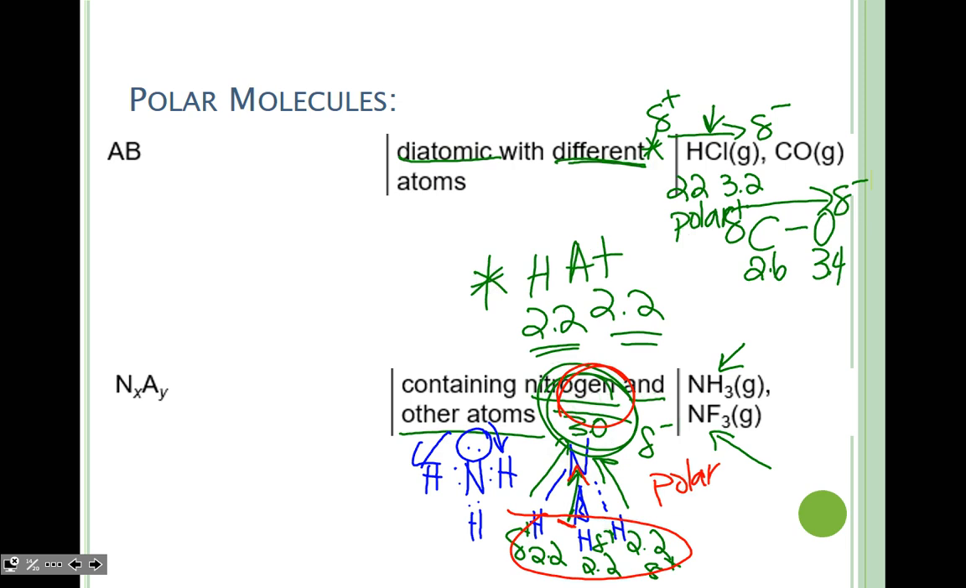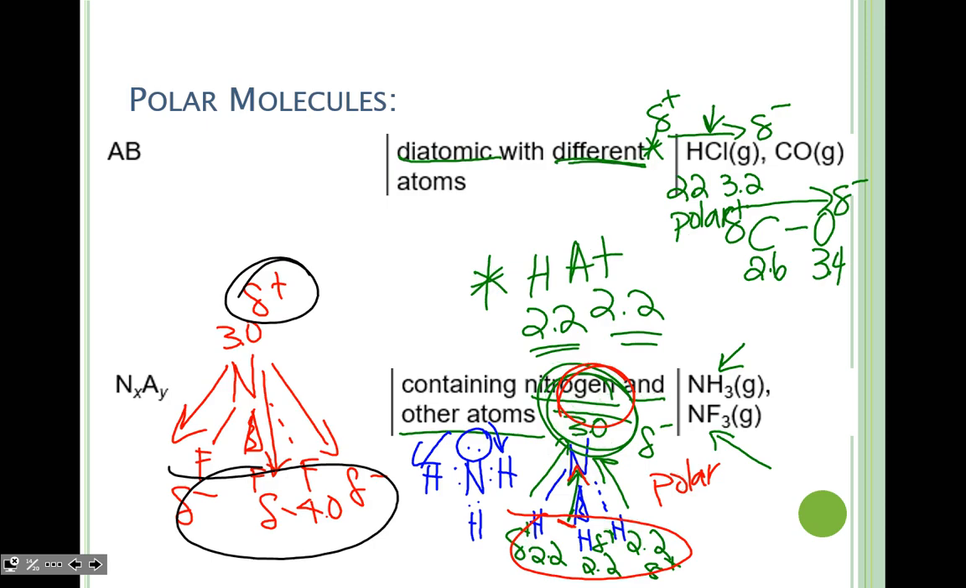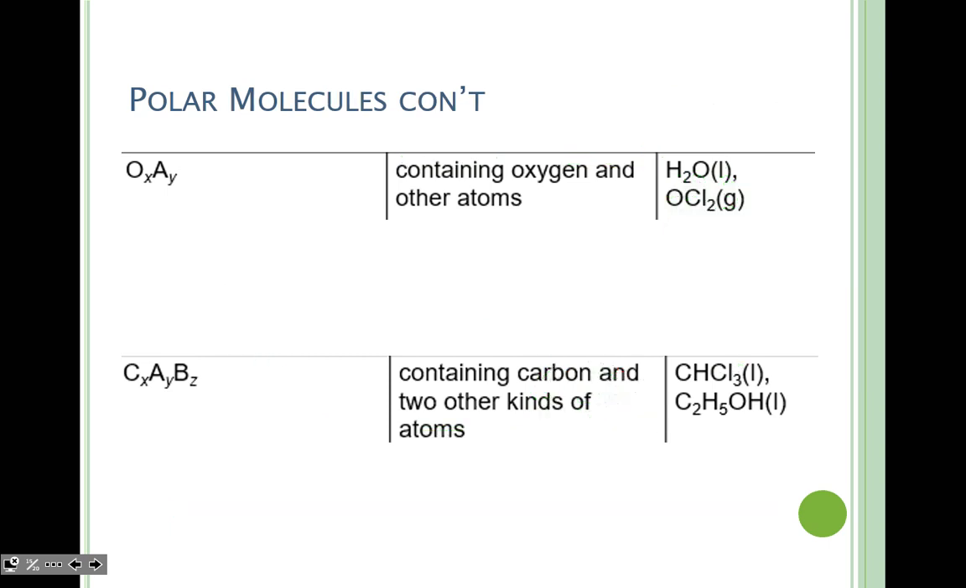Now let's take a look at NF3. I'm just going to draw the VSEPR shape because we know how that works. This time, fluorine is 4.0. Nitrogen didn't change. It's still 3.0. This time, the arrows are pointing toward the fluorine because it's a higher EN number. These are all negative. This is positive. Still, it's polar because we have a positive end and we have a negative end. Polar.